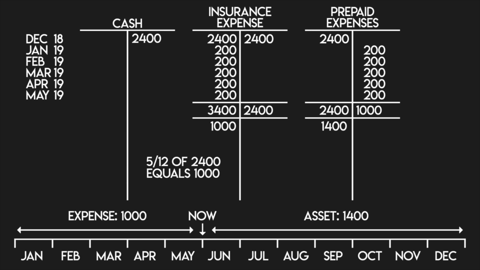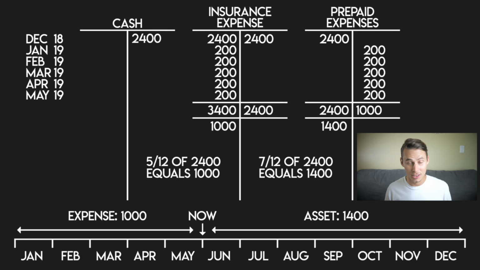5 months of policy consumed over a 12-month period gives us $1,000. Likewise, you could do the same to work out the prepaid expense in the balance sheet. We have 7 months of coverage or future economic benefit left on the policy, so we have prepaid expenses of $2,400 multiplied by 7 over 12, which gives us an asset of $1,400 in the balance sheet.